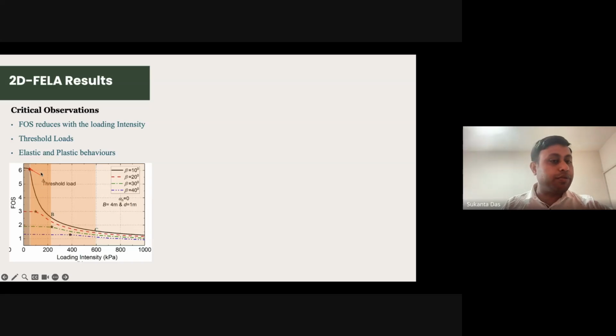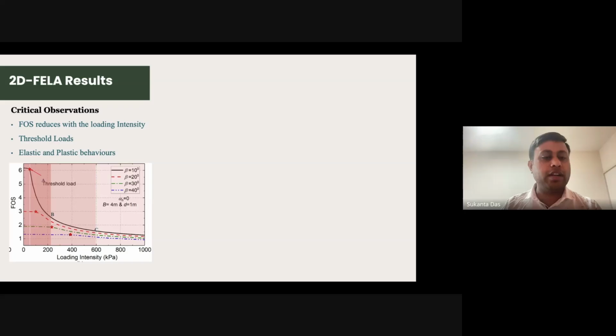Now from this curve, what is important? If we identify this threshold load, we have given it the name threshold load. This threshold load is very important to identify the stability of the slope under building loads. As I mentioned, initially it is very linear, so there is not much change. Then suddenly there is plastic behavior, then again the reduction is very small, then it is constant.